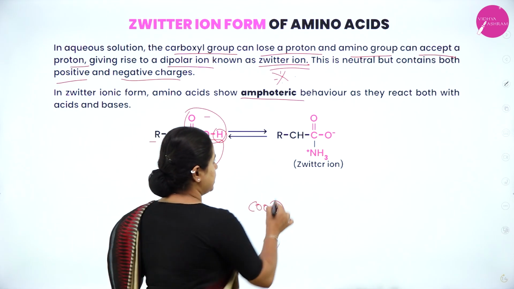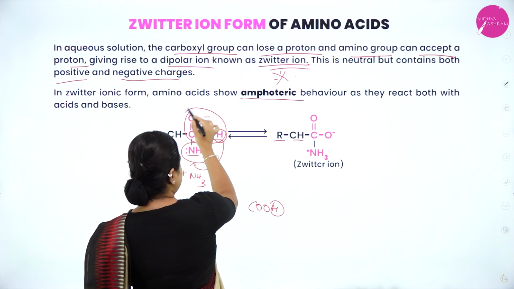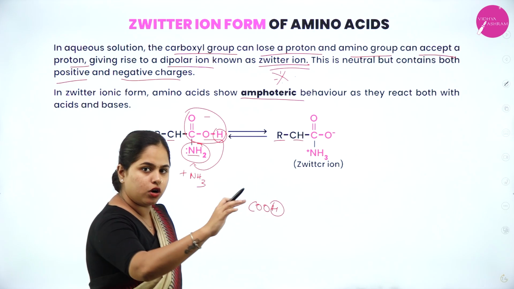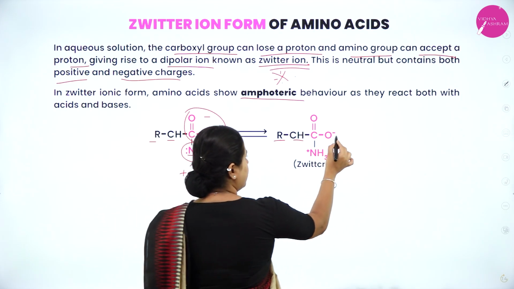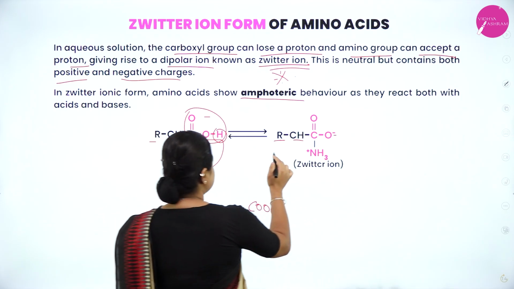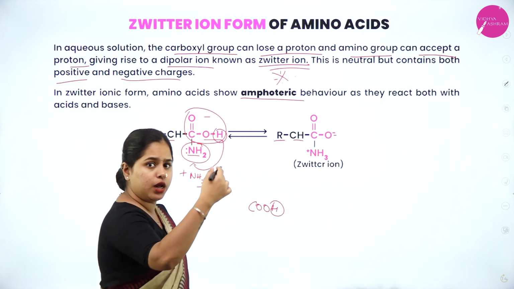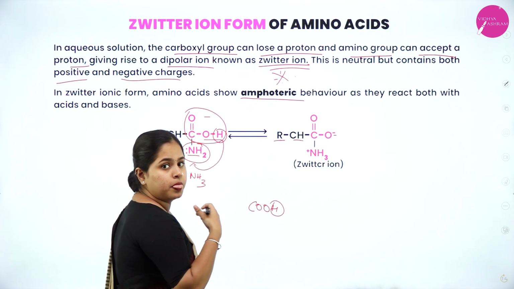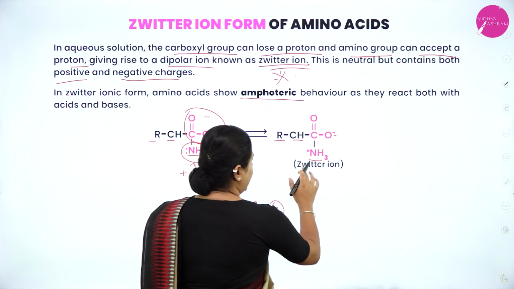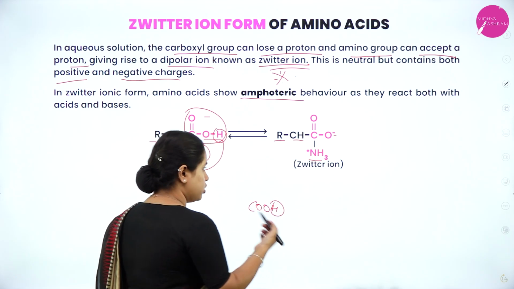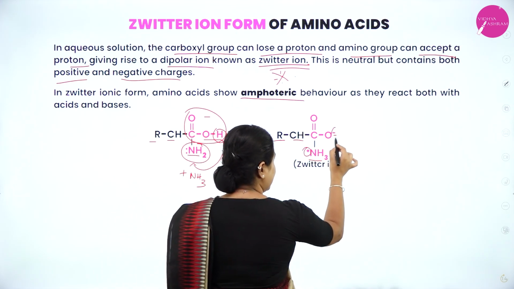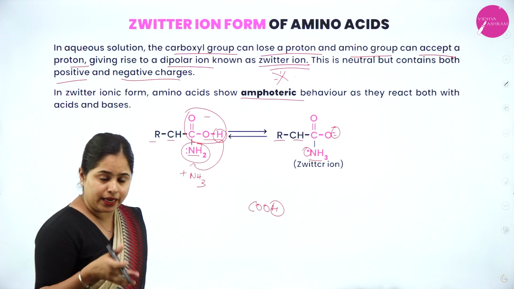So, that is what you can see here. RCH will remain as it is. This will become COO minus because one H plus is lost, right? And this proton which is lost from the carboxyl group will be accepted by the amino group because it is a base. And this is the Zwitter ion form, because you have both positive as well as negative charge in the same molecule.